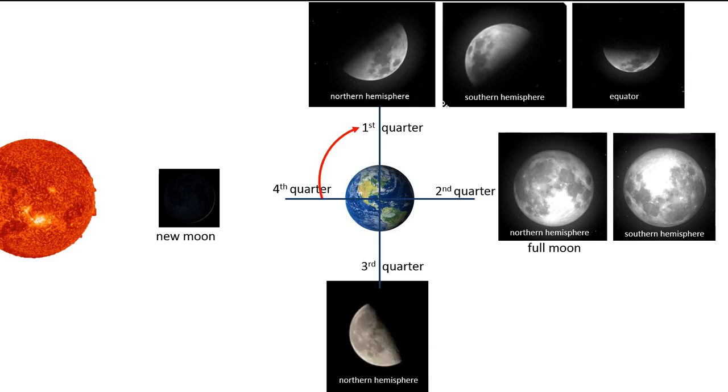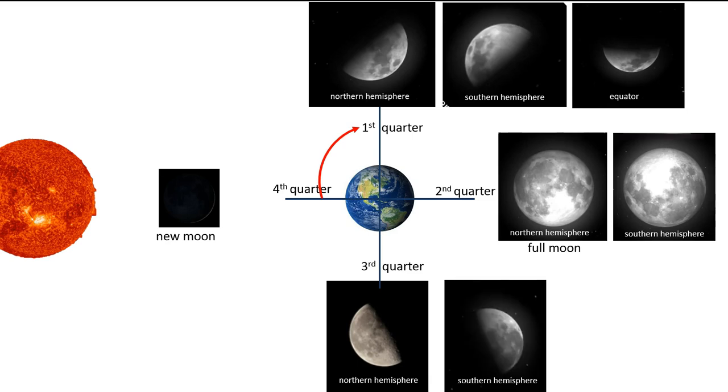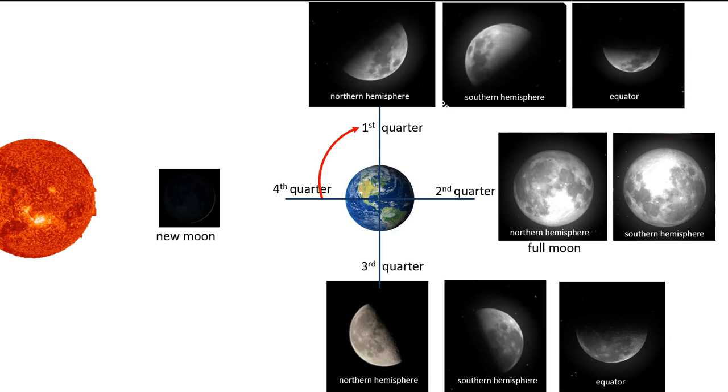At the 3-quarter mark, the moon is lit up like the first quarter, but on the opposite side. Here are the views from the northern and southern hemisphere and the equator. After 1 lunar cycle, lasting 29.5 days, we are back at the new moon.